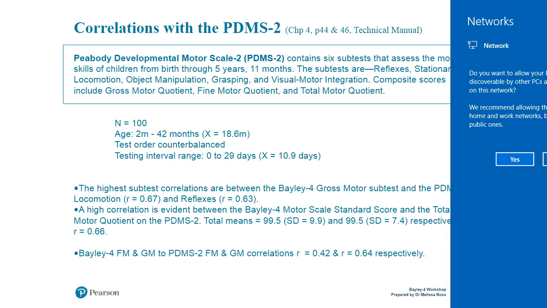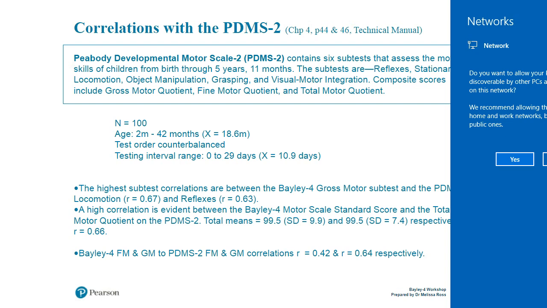For occupational therapists and physiotherapists, let's look at the Peabody versus the Bayley-4. The Peabody Developmental Motor Scale 2, or PDMS-2, contains 6 subtests that assess the motor skills of children from birth through to 5 years 11 months. The subtests are reflexes, stationary, locomotion, object manipulation, grasping, and visual motor integration. Composite scores include gross motor quotient, fine motor quotient, and total motor quotient.